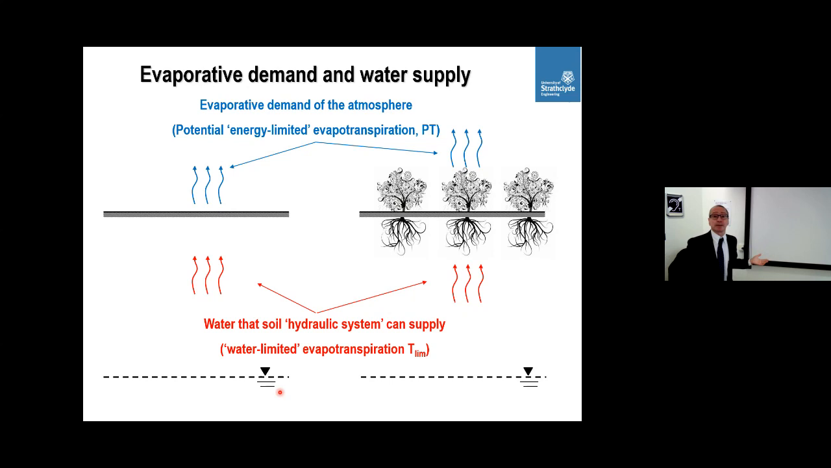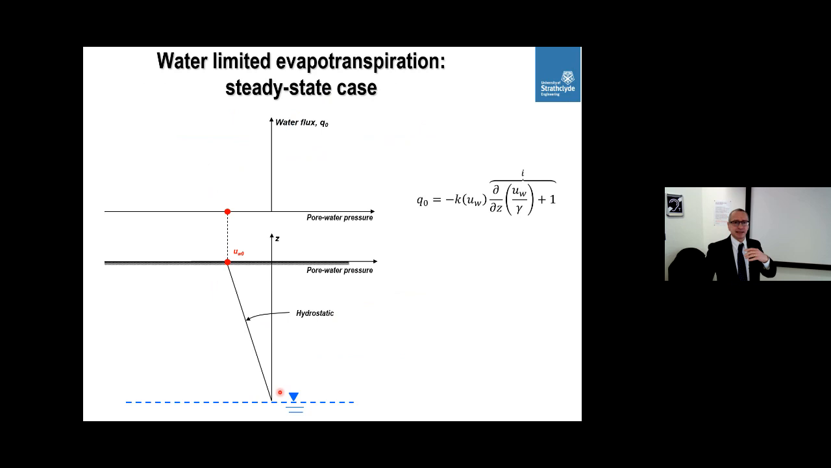When we talk about the transpiration process, we have two competing fluxes. We have the flux that is demanded by the atmosphere, and we have the flux of water that is transferred by the soil system. And the flux that the soil system can transfer is limited. And there is a very simple reason to explain why the flux that the soil can transfer to the atmosphere is limited. Imagine that you have a one-dimensional flow problem.